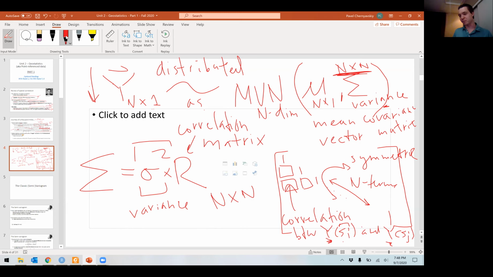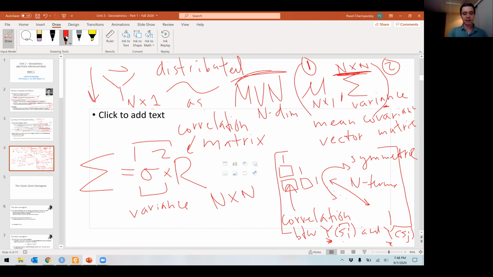In our class here, we're going to be seeing this multivariate normal distribution a lot. The multivariate normal distribution has two areas where the parameters come in. The first one is the mean vector. The second one is the variance-covariance matrix. The mean vector, it's actually not that interesting.